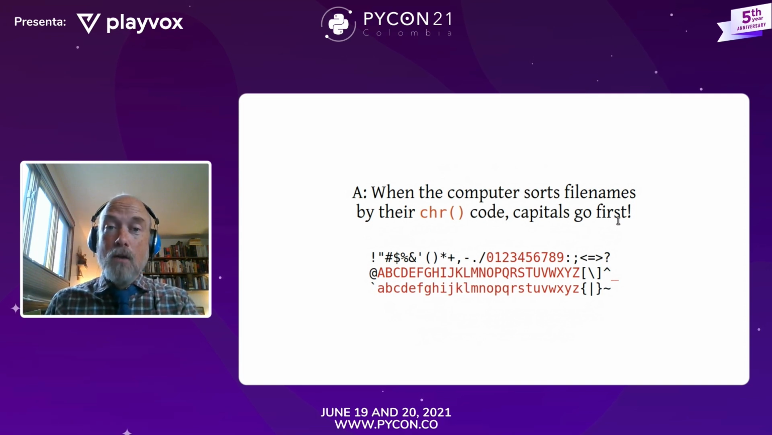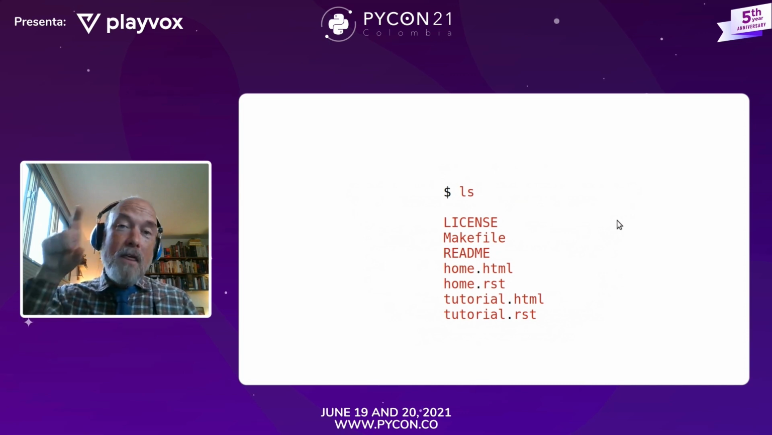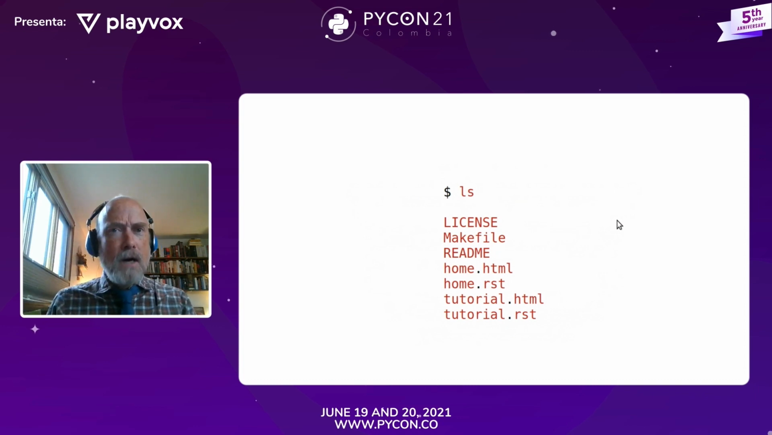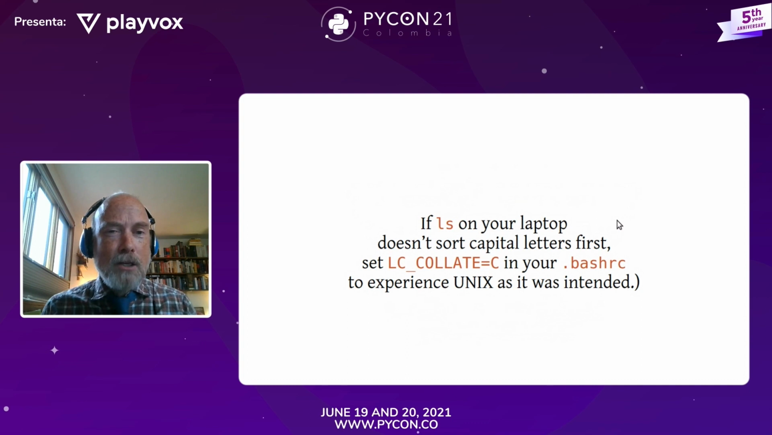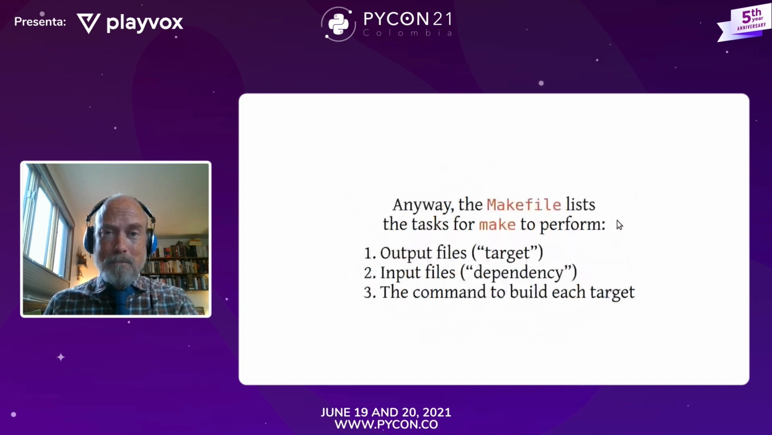This led to a trick in the early days. If you make files like license, makefile, and readme that aren't your source code, start with a capital letter, they will all get grouped at the top of the listing and not get interspersed among the serious source files in your project. Makes them easier to find. If ls on your laptop doesn't sort capital letters first, try setting LC_COLLATE=C in your bashrc to experience Unix as it was intended.